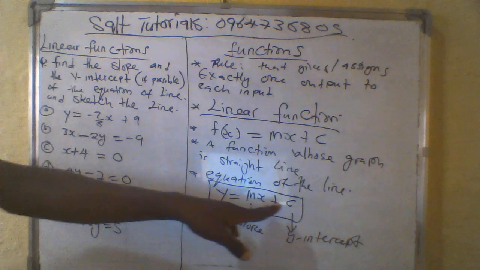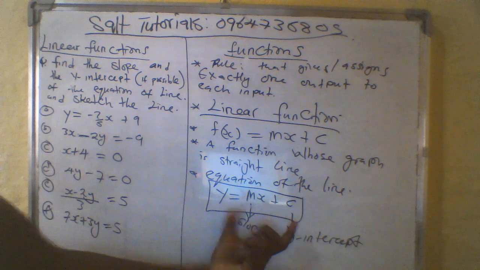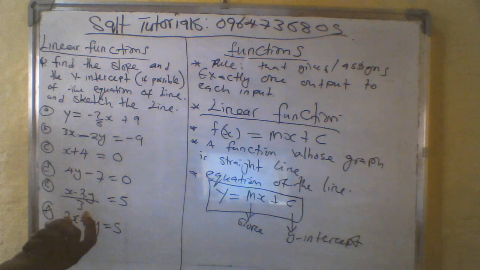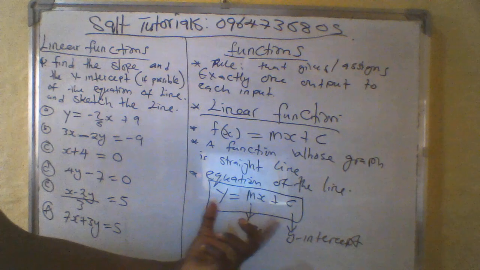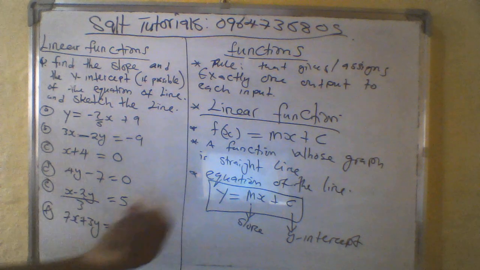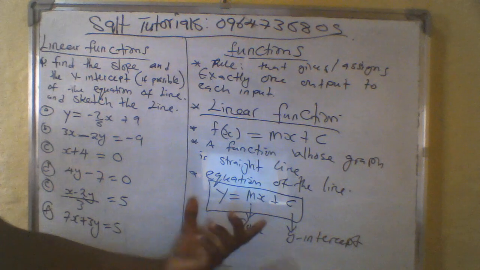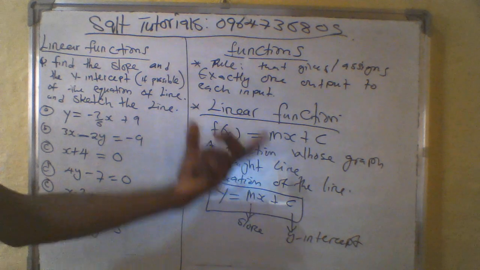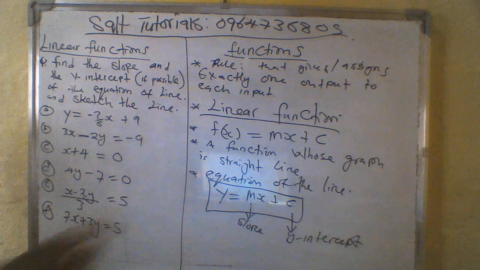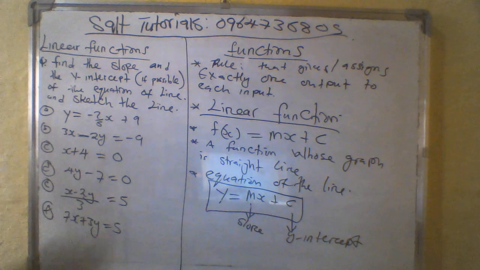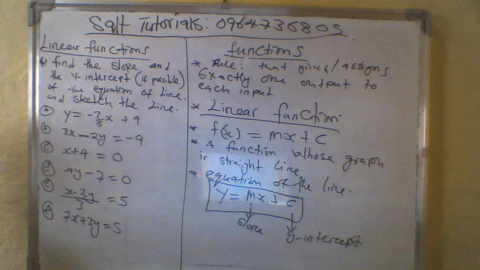So if y and x are being mapped with this rule, then that kind of function is called a linear function. If this is not the rule which is being used, then it cannot be called a linear function. As long as the rule which connects x and y is this equation, then that kind of rule is called a linear function. So x is the independent variable, y is the dependent variable. M and c are two real values, which are just constant values.